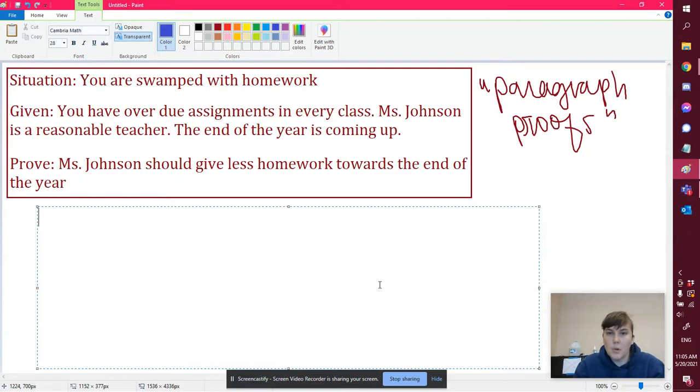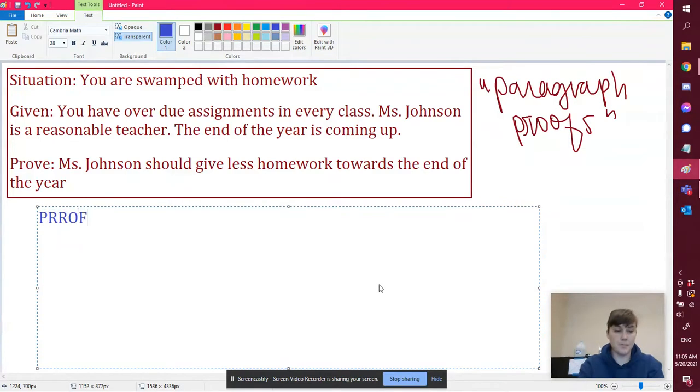Situation, you're swamped with homework. Here's the given. Number 1, you've got overdue assignments in every class. Number 2, fact, Miss Johnson is a reasonable teacher. Number 3, the end of the year is coming up. So those are the 3 givens. And then the thing we want to prove is that Miss Johnson should give us less homework towards the end of the year. So here's kind of like what an answer or what a proof for this would look like.